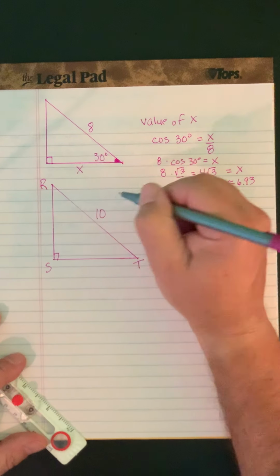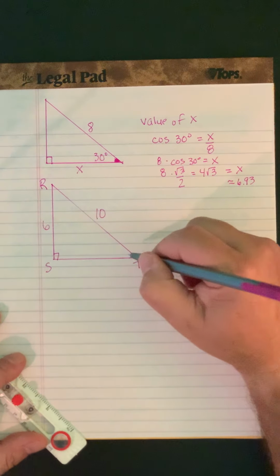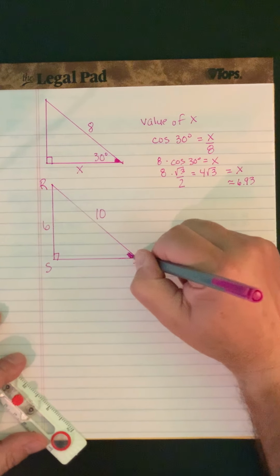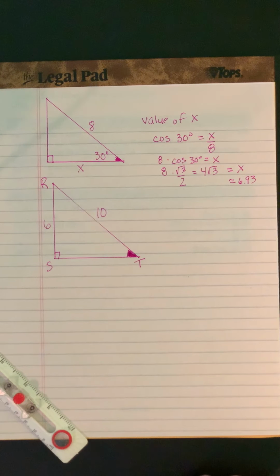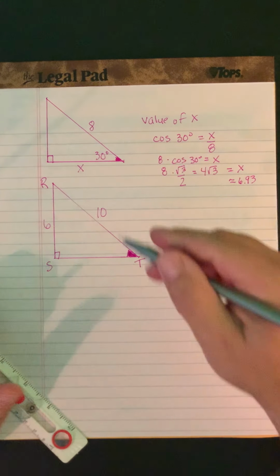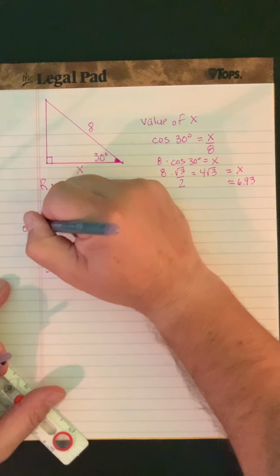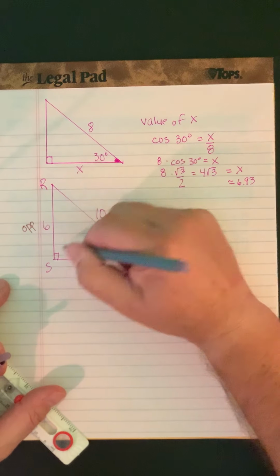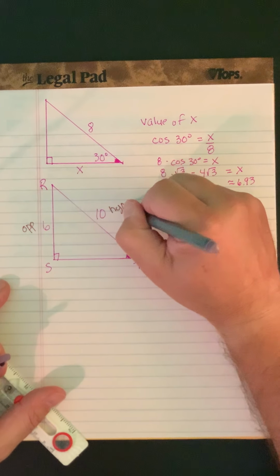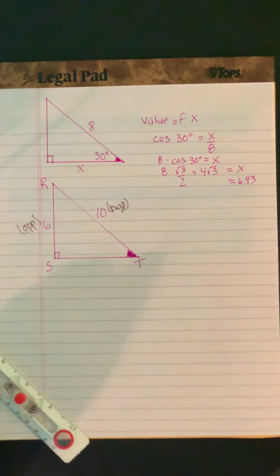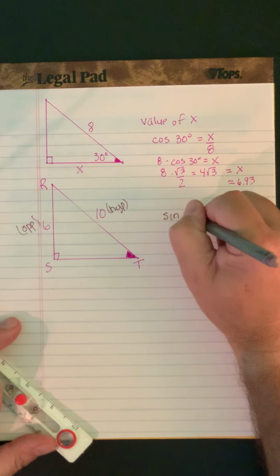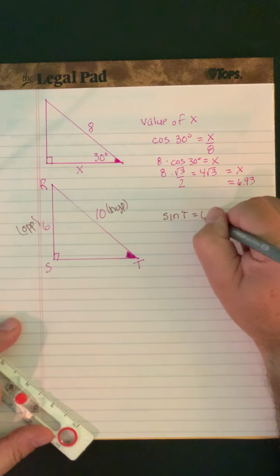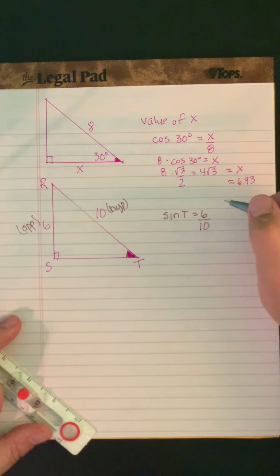RST. Okay, we got 10. We got 6. We're going to do the same angle right here. Notice I'm not giving you the degree this time. So in relationship to angle T, we have to look and see what we have. This is the opposite, and this is the hypotenuse, opposite the right angle. So I need to think, what trig function uses opposite and hypotenuse? That's the sine. So the sine of T equals opposite over hypotenuse, 6 over 10.